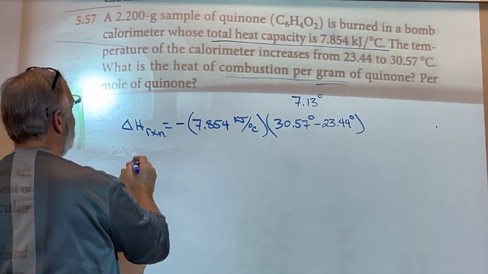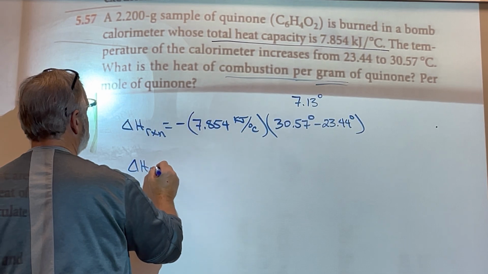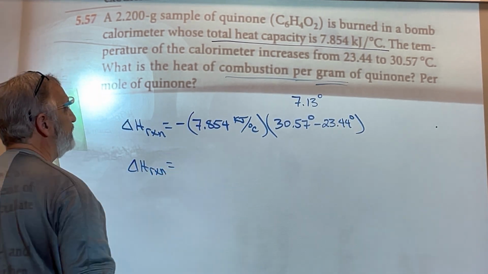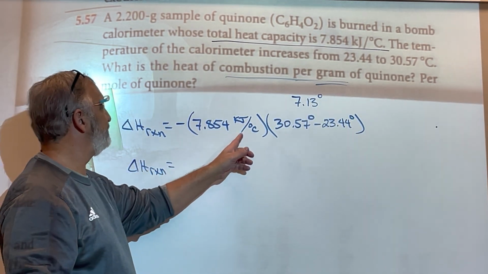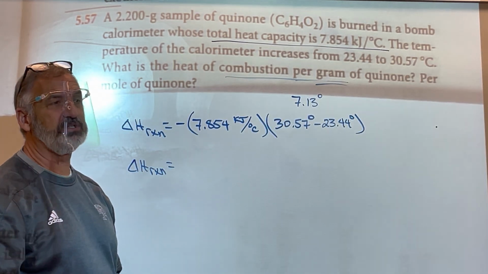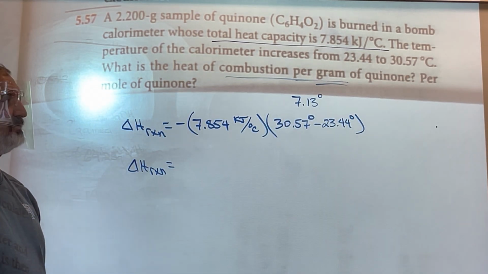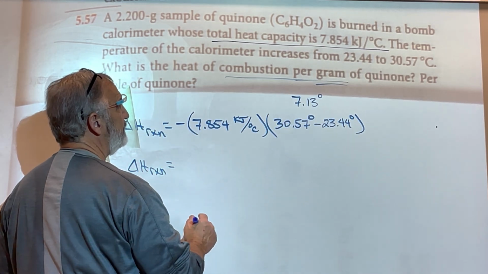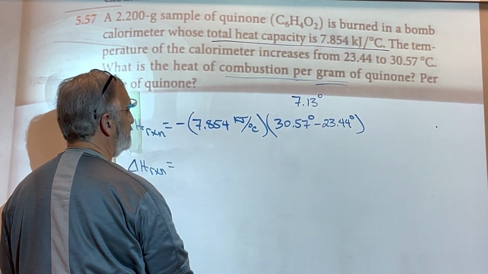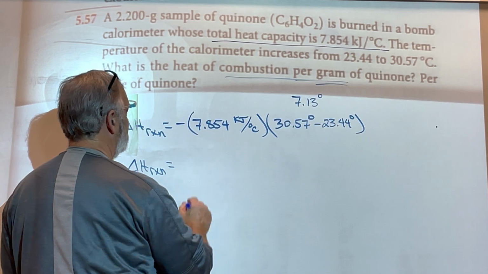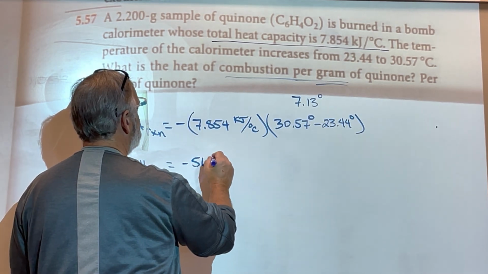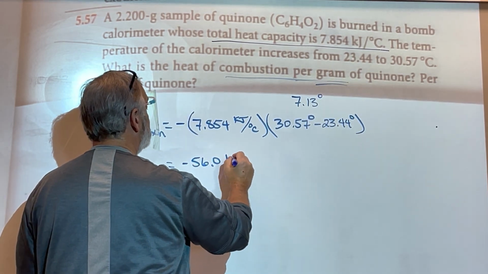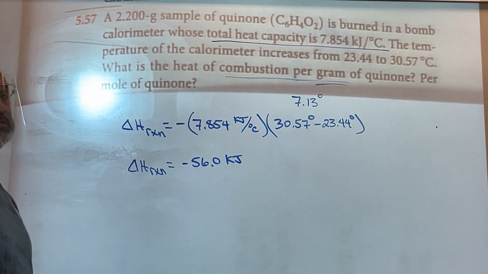So I multiply that out, so my delta H of the reaction overall is equal to negative 7.854 times 7.13 equals 56. I know, 3 sig figs though. 56.0. Negative 56.0 kilojoules is the total amount of heat that was released.